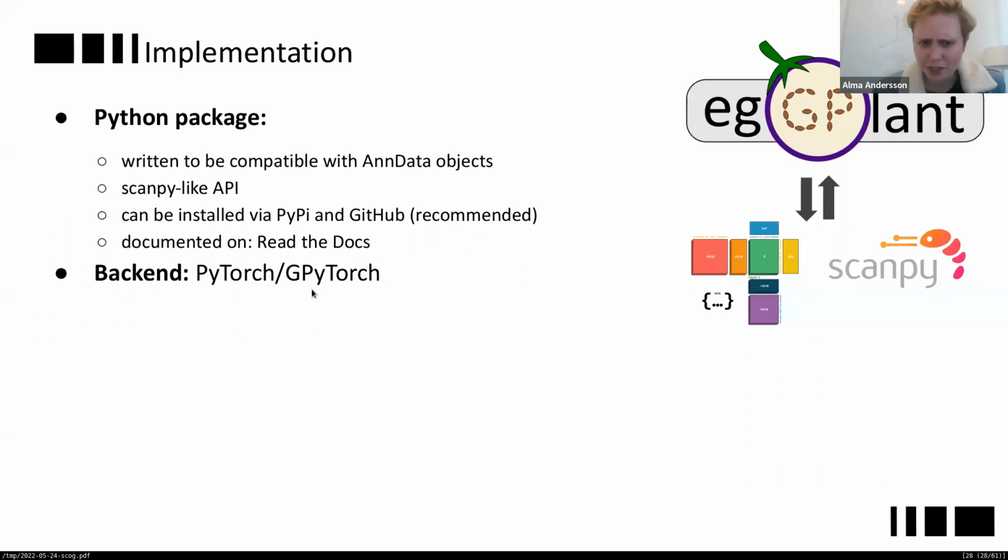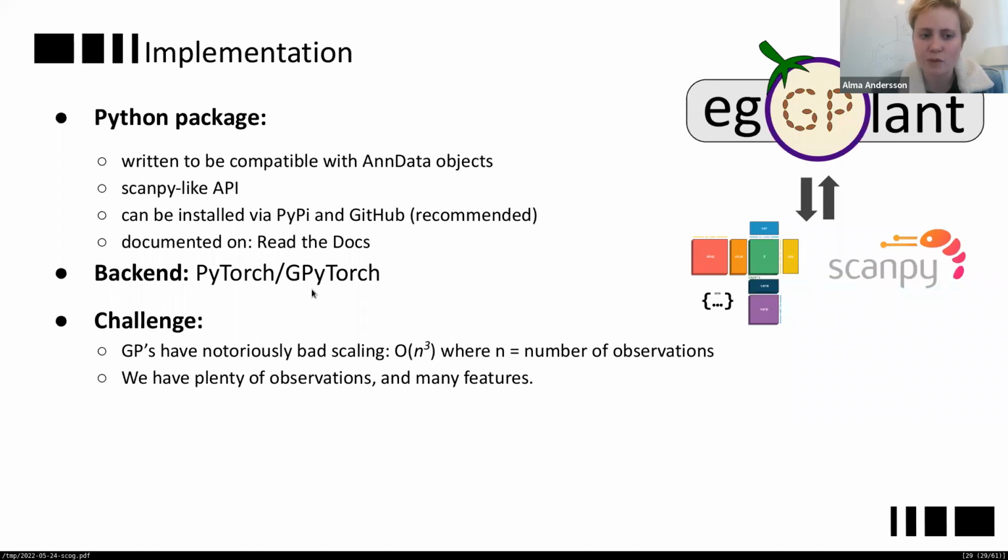And speaking about Gaussian processes, if you have any experience with them, you know that they have this notoriously bad scaling. The complexity is O(n^3), where n is the number of observations. And we have plenty of observations in our spatial data. For example, in Slide-seq data, we can have up to 50,000 different observations. And we also have quite a lot of different features. That, of course, introduces a challenge to making it scalable to large datasets, even our datasets, being large transcriptome-wide datasets.